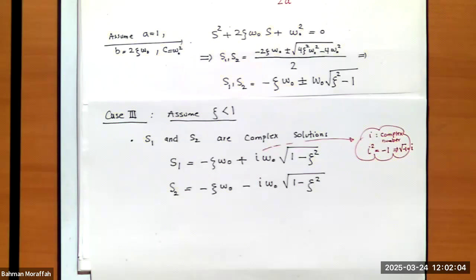What's important though is that if C is less than 1, I have two solutions, and the solutions are complex, and we call this solution underdamped, right?